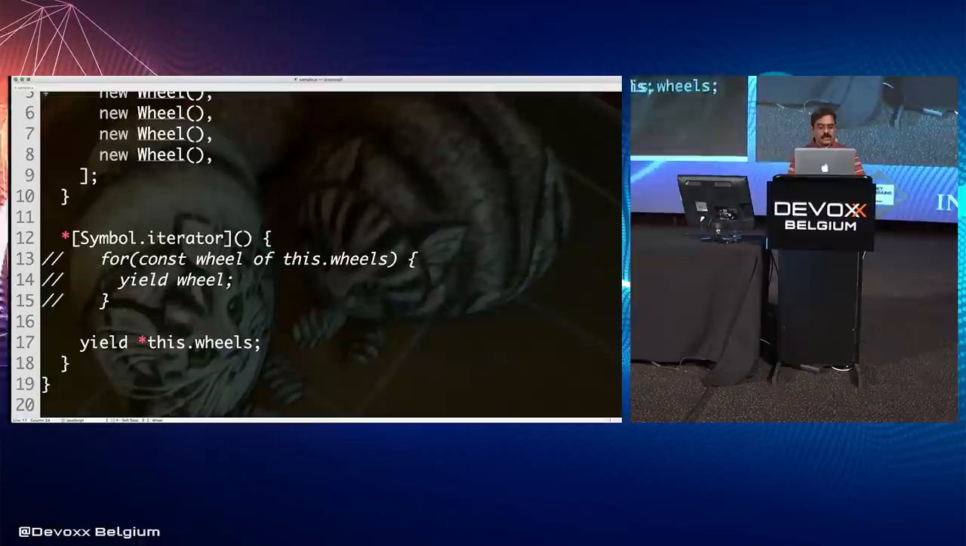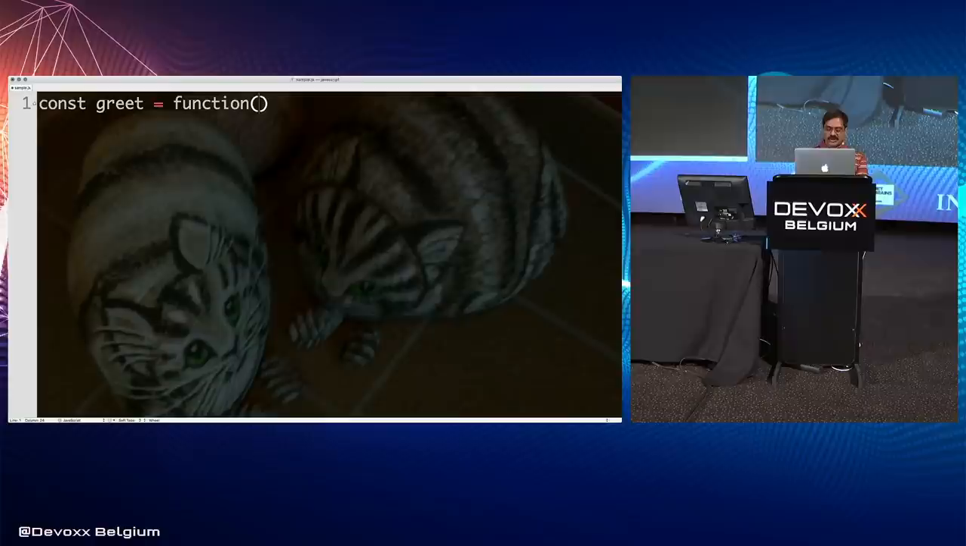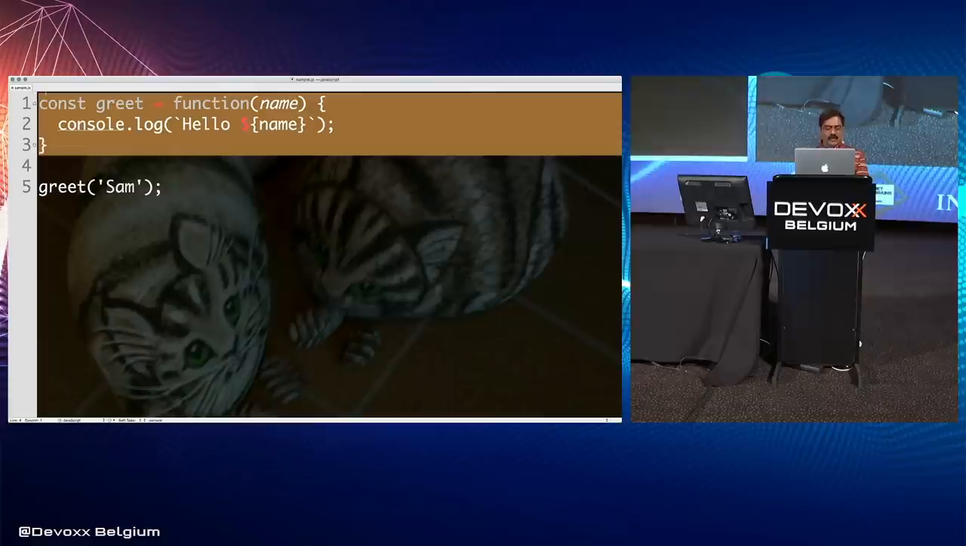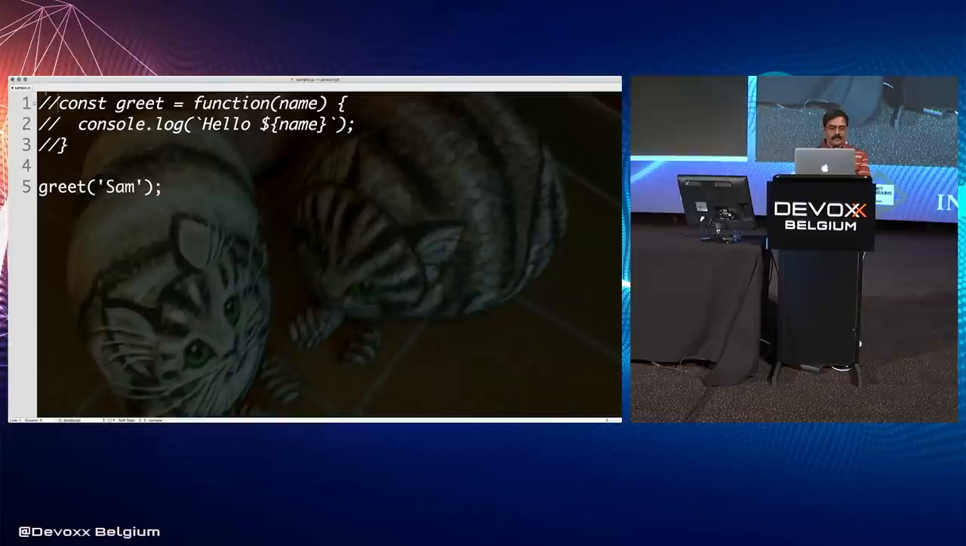So the first thing I want to show you here is a greet function, and this is a regular function, as you can see. It takes a name, and it simply prints out, let's say, hello, and then it prints the name right there. So I call greet with, let's say, Sam here, and it says, hello, Sam. Well, we can write this as an arrow function rather than as a regular function. So what I could do here is grab this code, and rather than doing it this way, we could simply write it as such.